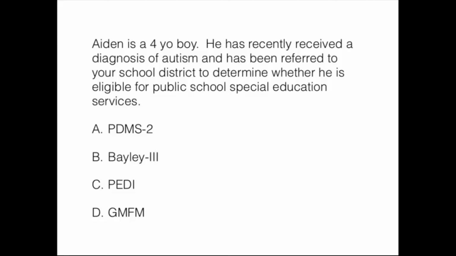And then finally, we have the example of Aidan. Aidan is a 4-year-old boy. He has recently received a diagnosis of autism and has been referred to your school district to determine whether he is eligible for public school special education services. So again, we need to look at his age, his eligibility, and whether we're determining eligibility, which in this case we are. And so think about which test would be best for him, the PDMS-2, the Bayley-3, the PEDI, or the Gross Motor Function Measure.